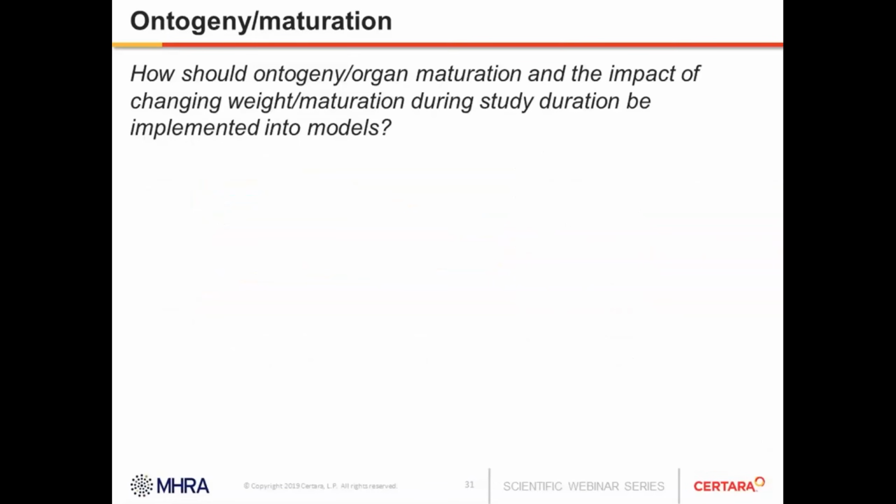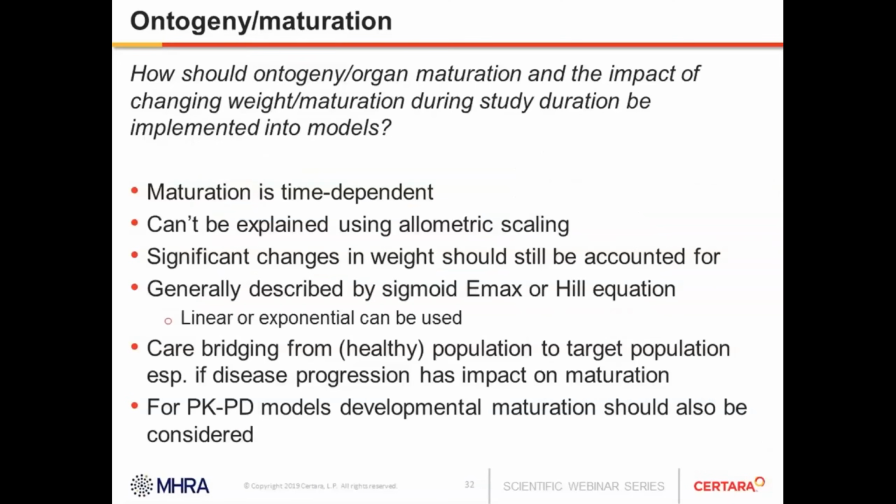So back to the question, how should we incorporate this into models? We know that maturation is time dependent, and it can't be explained by using allometric scaling. When developing PK models, significant changes in weight should still be accounted for. So if a study is done in the neonatal stages where there's a lot of catch-up growth, then those significant changes should be accounted for, especially if that's going to have an impact on dosing.